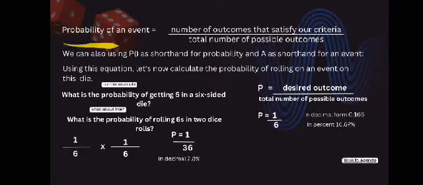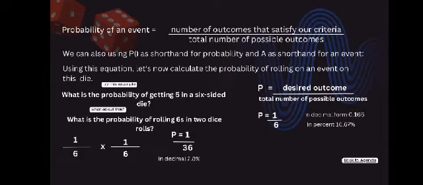This is the formula of probability. Probability of an event equals the number of outcomes that satisfy our criteria over the total number of possible outcomes. We can also use P, shorthand for probability, and A, shorthand for an event. Now, this time we're going to talk about dice, okay? A little refresher lang that die is singular and dice is plural.